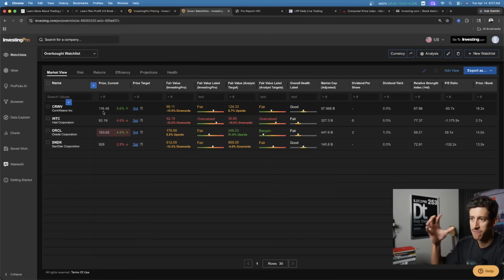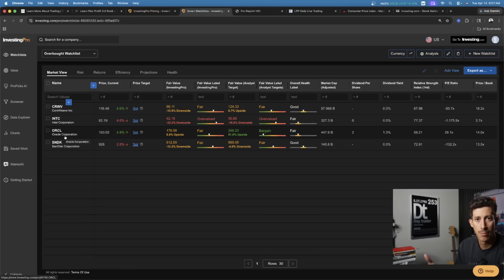I don't like to flood my watch list with 10 or more stocks. Keep it small. I don't even like more than 3 normally. But recently, I've added some stocks to my overbought watch list. Less is more in this market, in my opinion. I have Intel here, I have Oracle, I have CoreWeave, I have SanDisk. These are all companies that I believe are overbought, but I'm following them for criteria to be met to effectively end up shorting them.